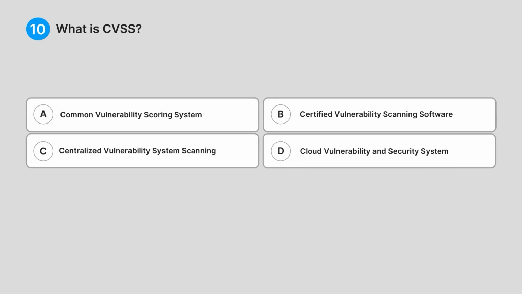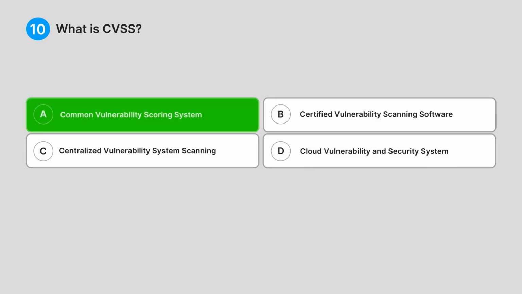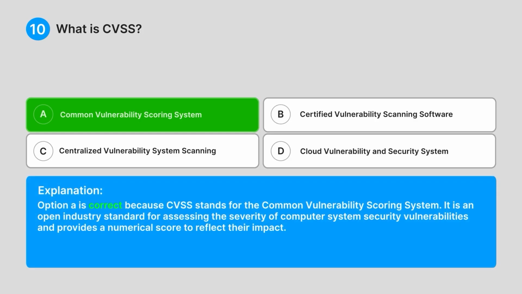Correct answer, A. Common Vulnerability Scoring System. Explanation. Option A is correct because CVSS stands for the Common Vulnerability Scoring System. It is an open industry standard for assessing the severity of computer system security vulnerabilities and provides a numerical score to reflect their impact.